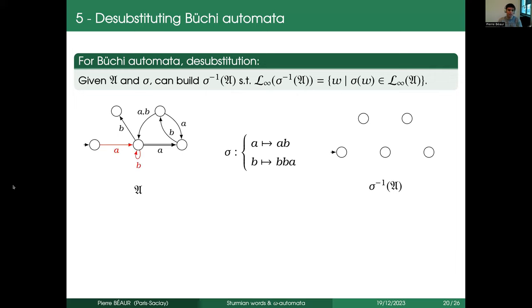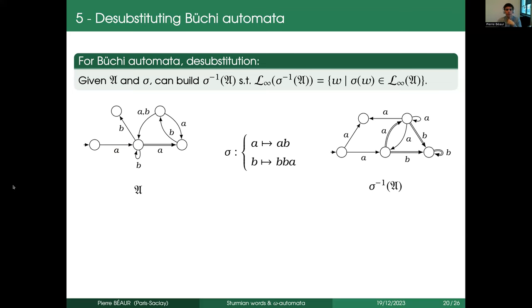So if you find AB with no accepting edge, you just put A in your new Büchi automaton. And the trick is, if you have a path that is labeled by an image of the substitution and that goes through at least one accepting edge, well, you say that the new edge is accepting. That's just, you have to treat the notion of accepting edges. And you can continue this way and you build the whole automaton.